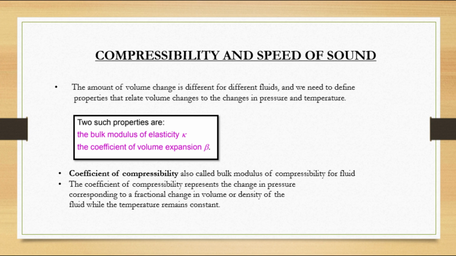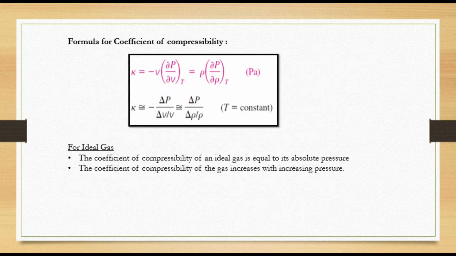Coefficient of compressibility, also called bulk modulus of compressibility for fluids. The coefficient of compressibility represents the change in pressure corresponding to a fractional change in volume or density of the fluid while the temperature remains constant. This is the formula for coefficient of compressibility. For an ideal gas, the coefficient of compressibility is equal to its absolute pressure. The coefficient of compressibility of a gas increases with increasing pressure.